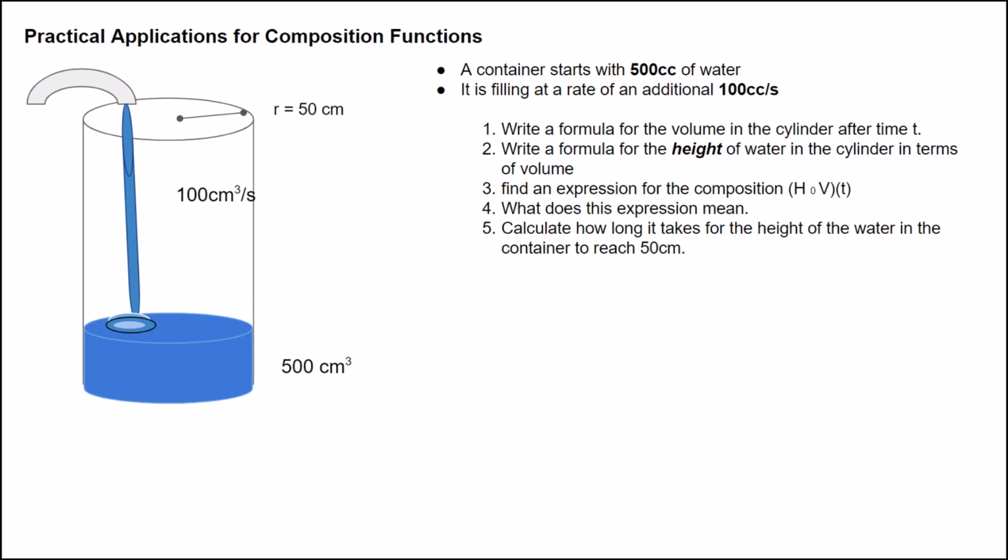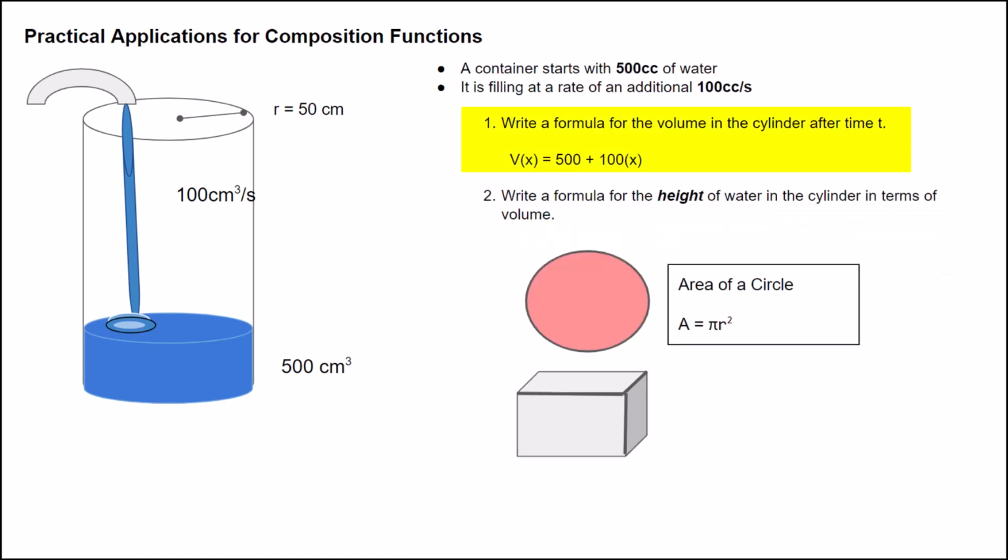So the problem here is a 5-part one, and it addresses just that question. First we're asked to write the formula of the volume in the cylinder after time t. Then we're asked to write a formula for the height of the water in the cylinder in terms of the volume. We're then asked to find an expression for the composition h of v of t, or height of volume with respect to time. Then we're asked about what this expression means. And finally, we're asked to calculate how long it takes for the height of the water in the container to reach 50 centimeters.